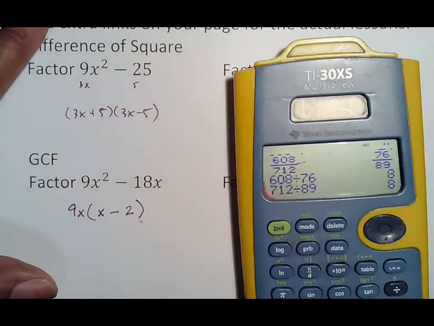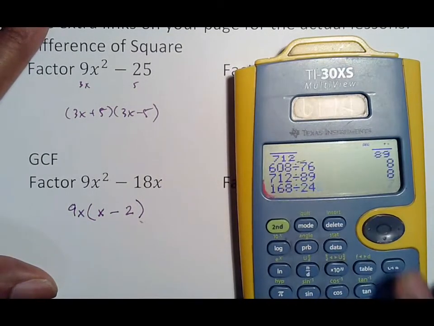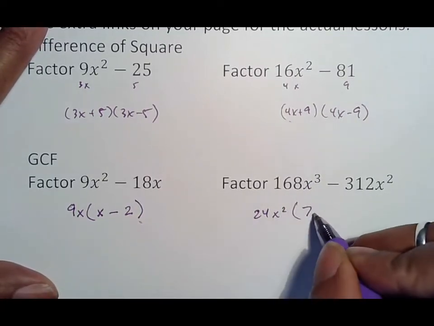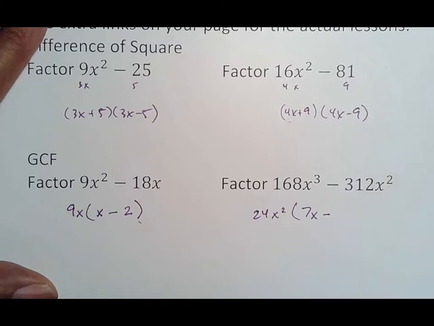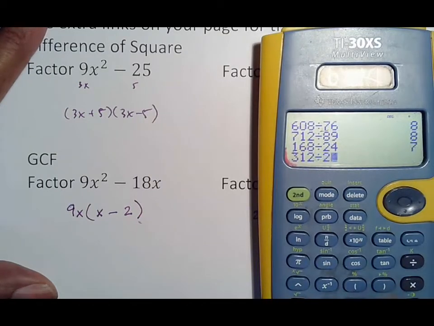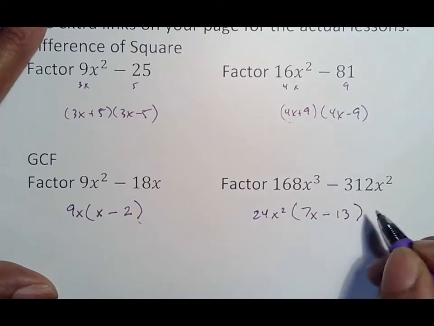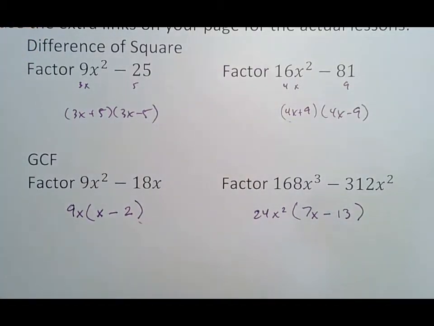Other than that, 168 divided by 24 is 7, so it should be 7 left over. If I had 3 x's and took 2 off, there's 1 left. Copy the sign. 312 divided by 24 is 13. I had 2 x's, took both of them off, and I am done. GCF is the more complex of the two, but you're going to be using this a lot. So again, make sure you communicate, because if you don't know how to do GCF factoring, you are definitely going to have an issue with the process that we are doing.